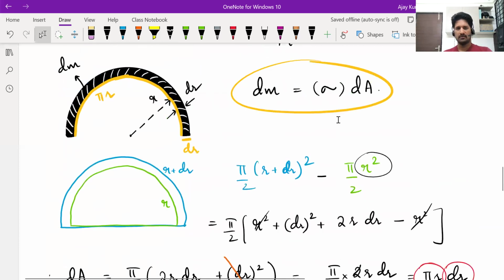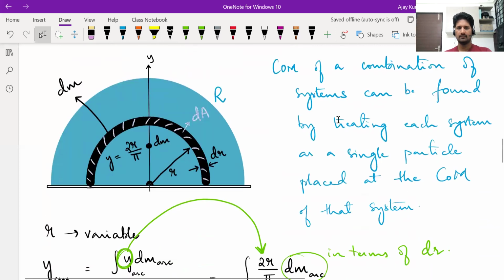Is the derivation clear to all of you? Pawan, did you understand? Yes, sir. Saket, is it clear? Yes, sir. Okay, Yusuf.